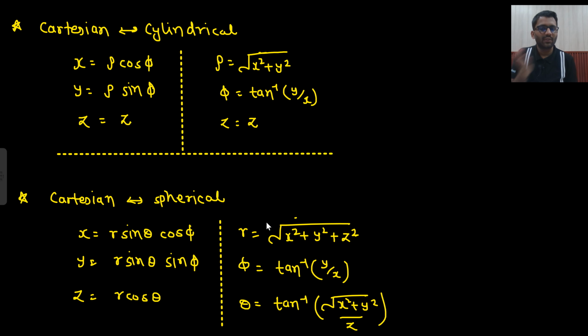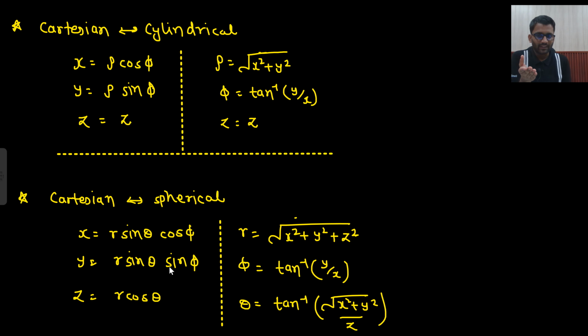What about Cartesian to spherical? So what was your x? This was your r. So r sin theta cos phi. This was your r sin theta on the xy plane, and then cos phi. Okay, what was your y? r sin theta sin phi. That was your y. And what was your z? Z was r cos theta. Very simple. And this is the value of r, phi and theta.